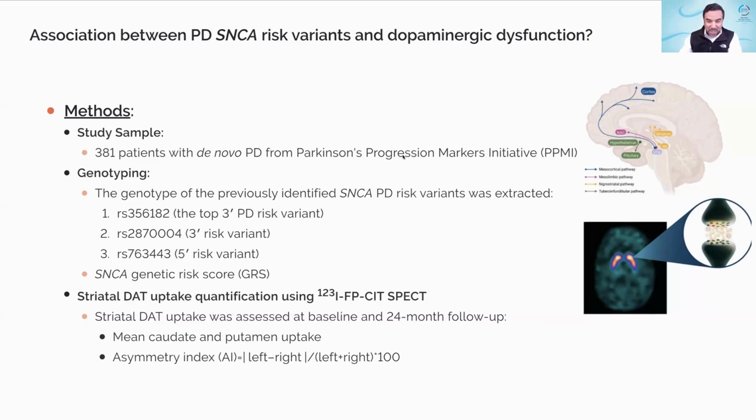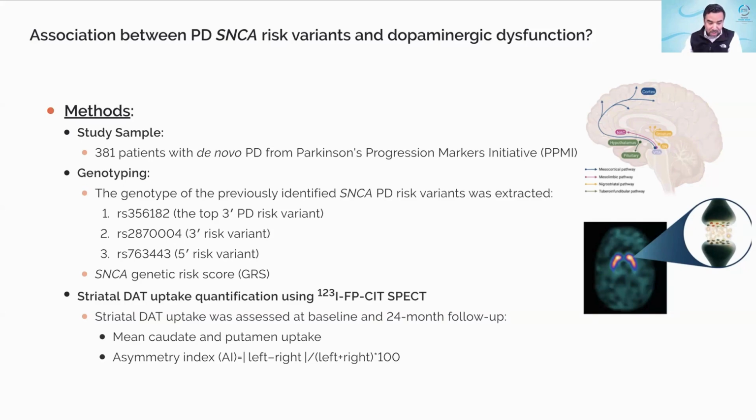All of these individuals have undergone genotyping as well as brain imaging. So we were able to extract these 3 specific genetic variants that I mentioned earlier. And we were able to calculate the genetic risk score based on the effect size of each of these variants, as well as how many of these risk variants each individual carries.